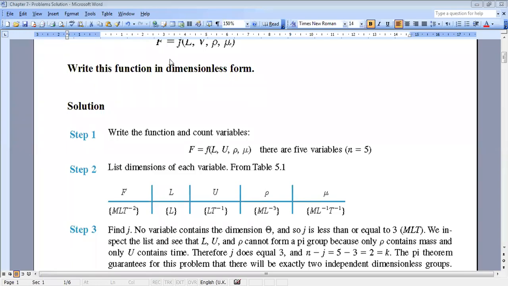Group we obtained. So the second group can be written as follows. It's mu over rho L times U times rho. Okay, and this is what? Do you know this dimensionless group? This group is what, you remember?